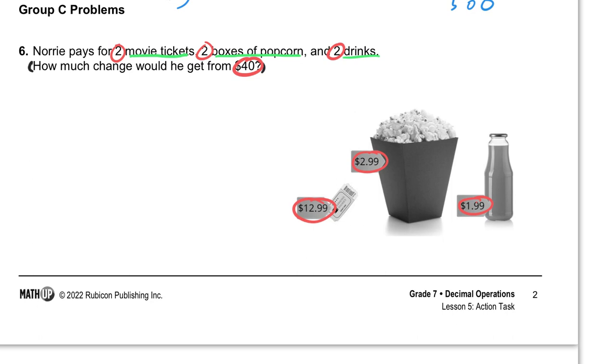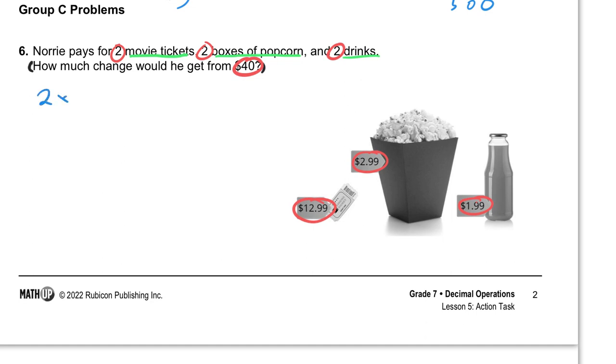Next, we've got a plan. We've got to plan what we're going to do. First, we have to figure out how much it's going to cost for 2 movie tickets, how much it's going to cost for 2 boxes of popcorn, and how much it's actually going to cost for 2 drinks. We can solve all of this by making a number sentence. So I'm going to construct that number sentence right now.